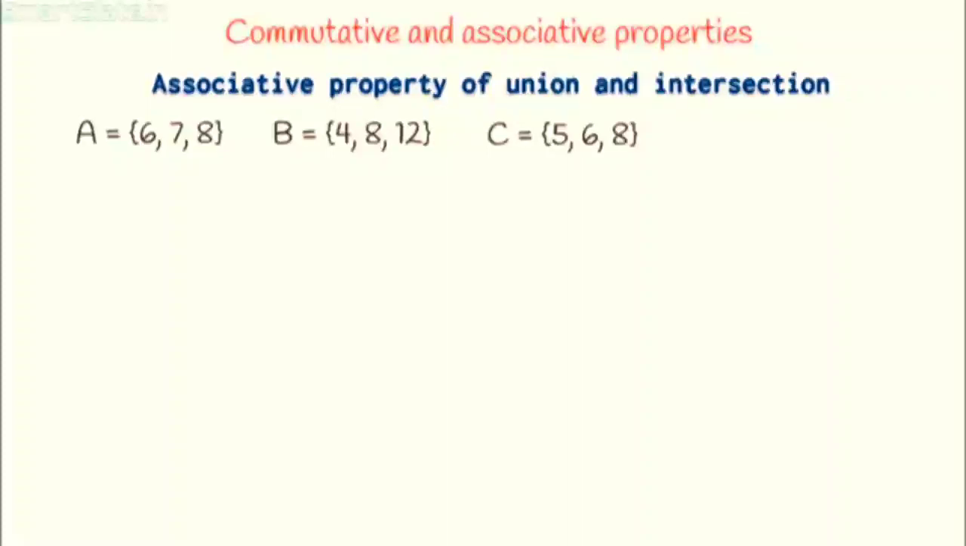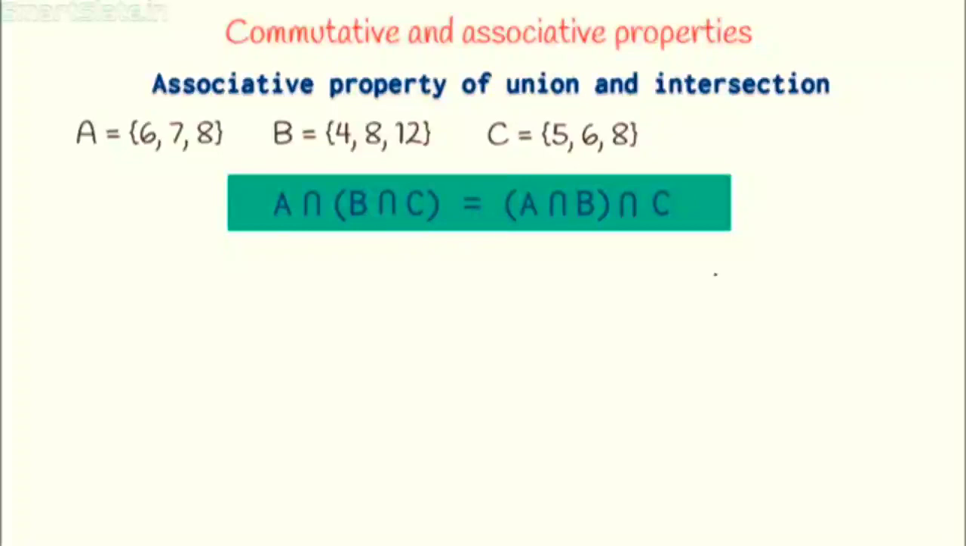Now we are going to prove that associative property of intersection is also true. For that, let's consider set A consists of 6, 7, 8, and B consists of elements 4, 8, 12, and C consists of elements 5, 6, 8. As per the associative property of intersection, we are going to prove A intersection (B intersection C) is equal to (A intersection B) intersection C.